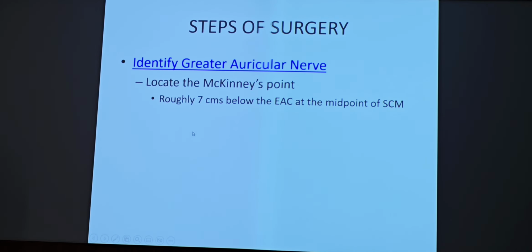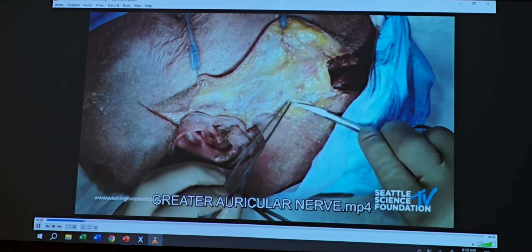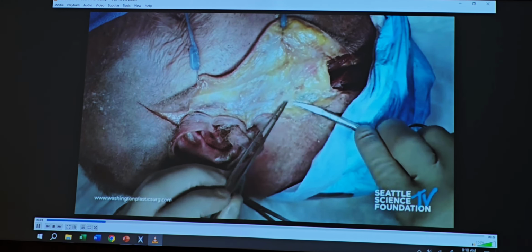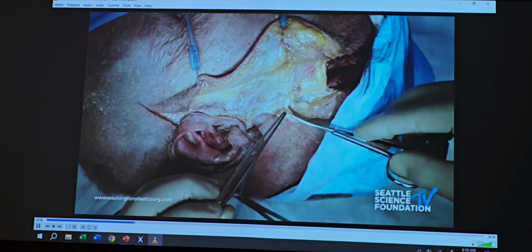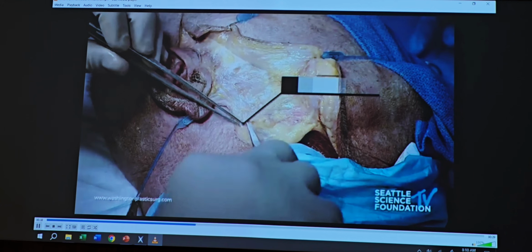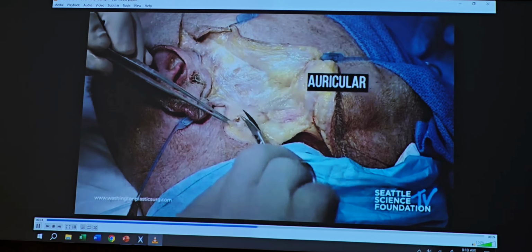And what is the first step after elevating the flap? It will be to identify the greater auricular nerve. It's a good exercise to first start with identifying the greater auricular nerve. And the landmark for that is McKenzie's point. That will be around 6.5 or 7 centimeters inferior to the external auditory canal at the midpoint of the sternocleidomastoid.